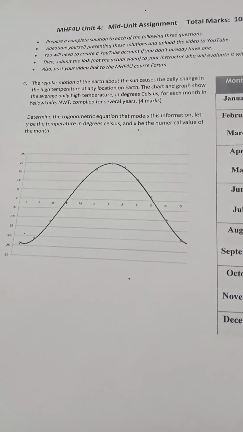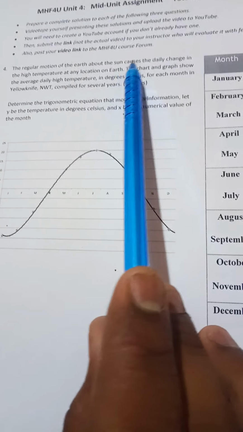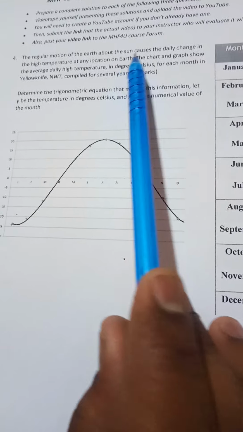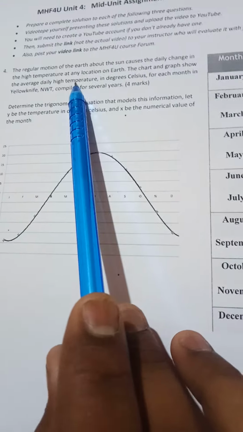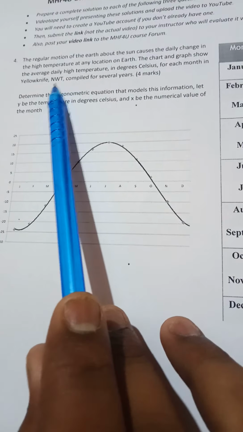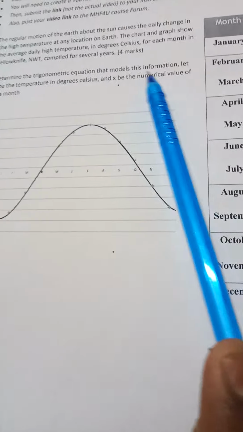Mid-Unit Assignment. Fourth number. The regular motion of the Earth about the Sun causes the daily change in the high temperature at any location on Earth. The chart and the graph shown are the daily average high temperature in degrees Celsius for each month in Yellowknife and WT compiled for several years. Determine the trigonometric equation that models this information.